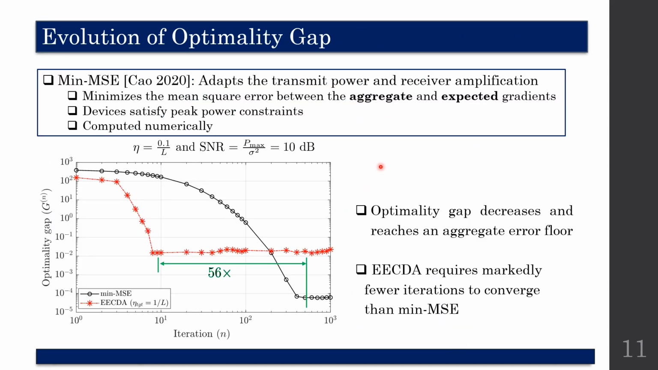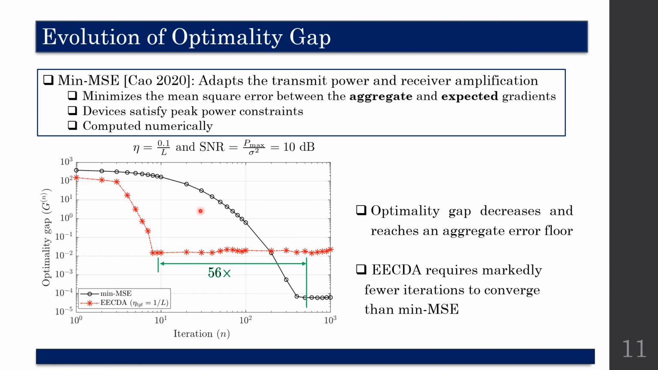Next, we see the evolution of the optimality gap as a function of iteration. For a system parameter of learning rate 0.1 by L, where L is the Lipschitz constant, and a peak signal to noise ratio, which is defined as the ratio between the peak power and the noise variance, we set it at 10 dB. In red is our scheme with a target learning rate of 1 by L. We see that for our scheme, the optimality gap decreases with iteration and then reaches an aggregate error floor. The error floor is around 10 power minus 2, which it reaches around 9 iterations.